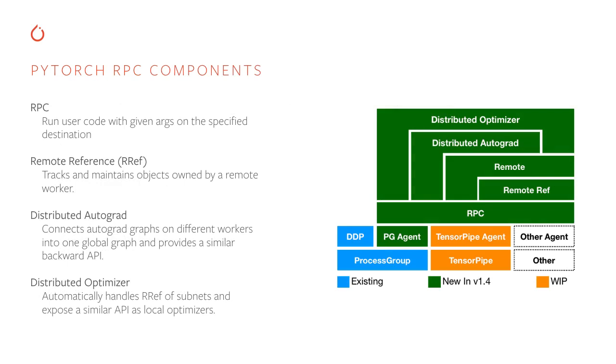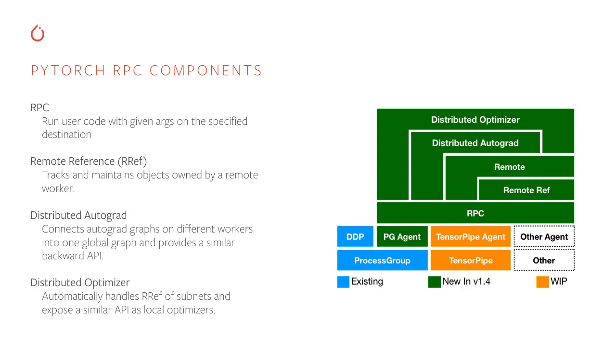So if we drill slightly down into the feature itself, there are a number of different aspects. We have the RPC layer, which is really running user code with given arguments on a specified destination. We have this thing called the RRef, which is the remote reference. This tracks and maintains objects owned by the remote worker. We have distributed autograd support. So this connects autograd graphs on different workers into a global graph and provides an experience which is very similar to how you would call autograd in a non-distributed environment, the loss.backward API, and then a distributed optimizer.